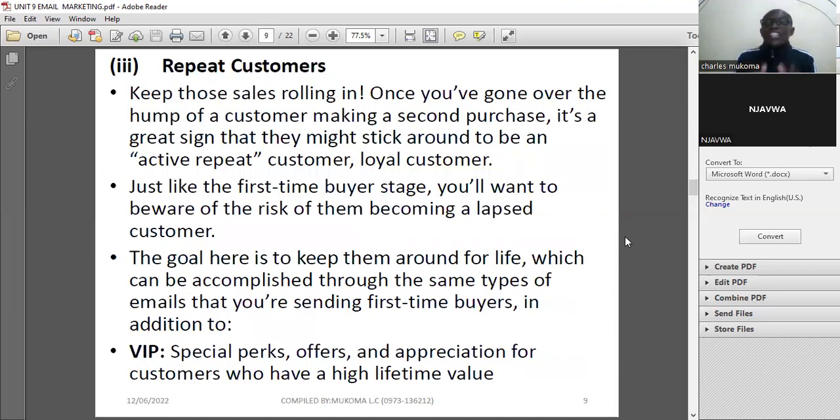Then we have repeat customers. These are those that you have been transacting with for quite some time. They are coming back again to do business. And you should ask yourself, why should they come back to do business again with me? So that you don't lose them.